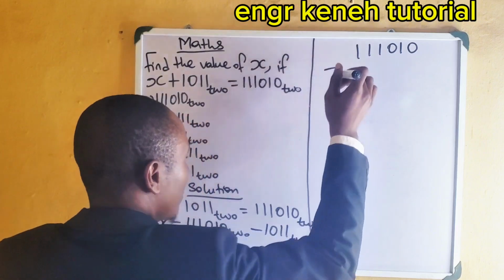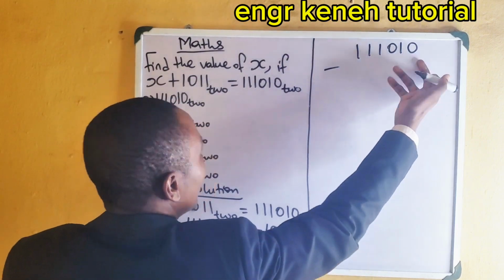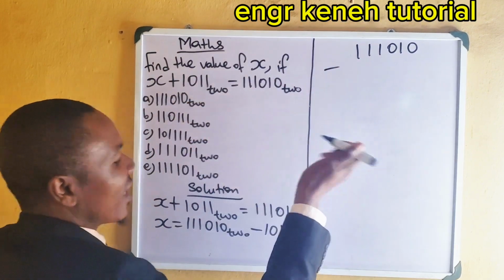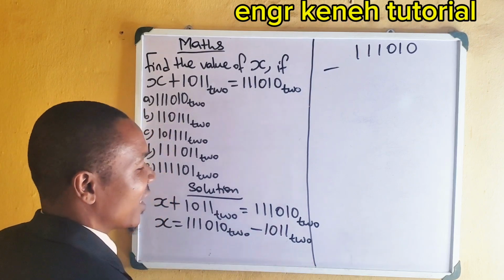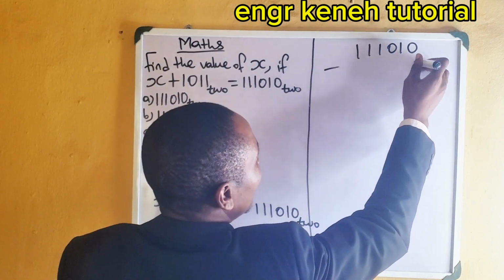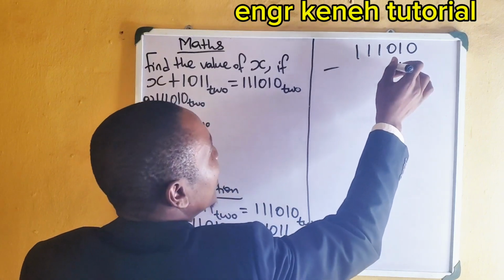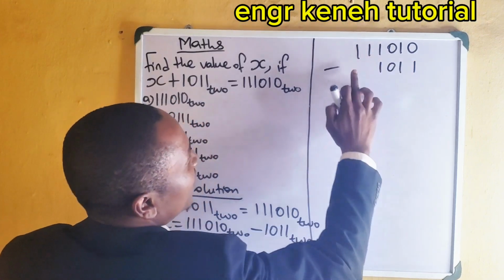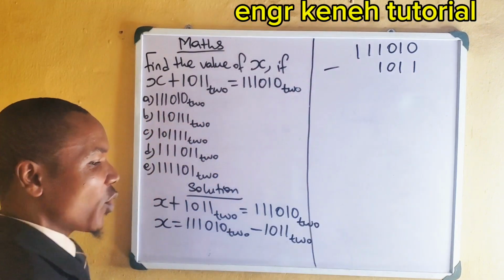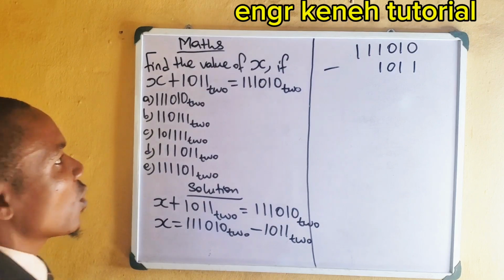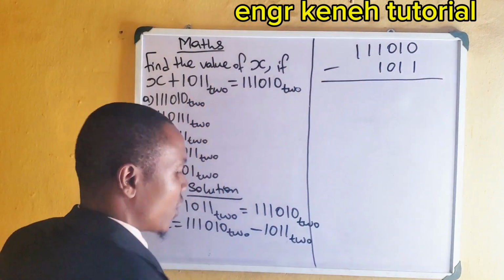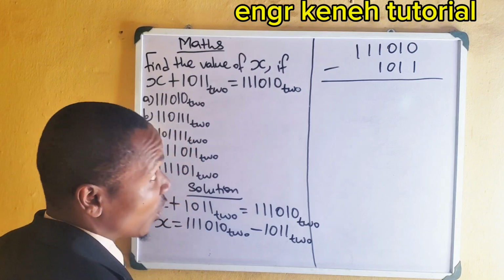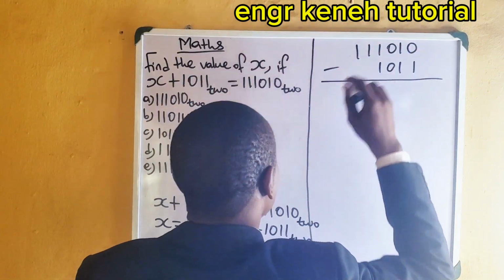So I have 111010 minus 1011. Remember, you have to start writing from the right hand side, because the number of digits here is not the same. You have to arrange it very well by writing from this side. If you start writing from the other side, you will get it wrong. Is it clear? All right, so we have 0 minus 1 cannot go. You borrow 1 from here. Remember, this is base 2.